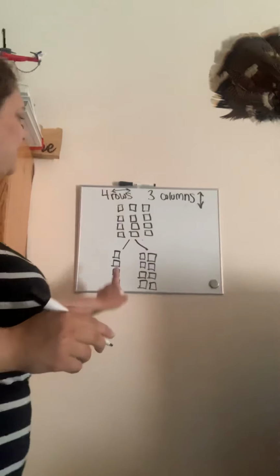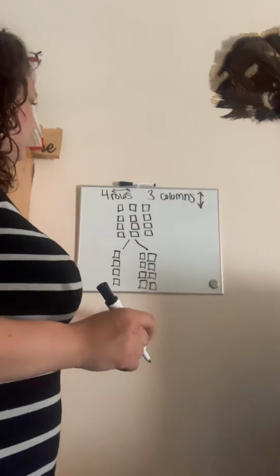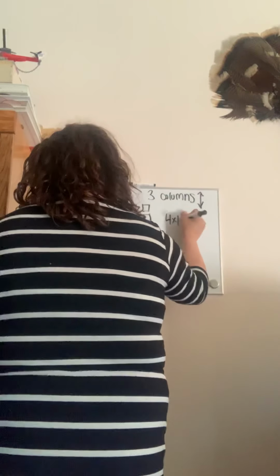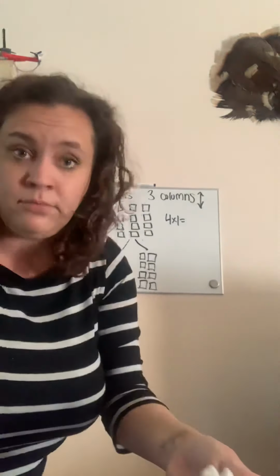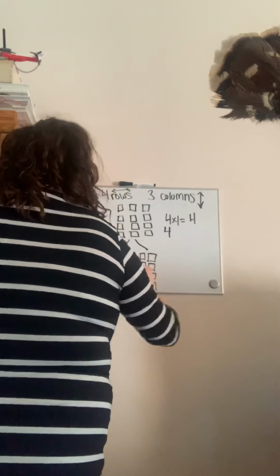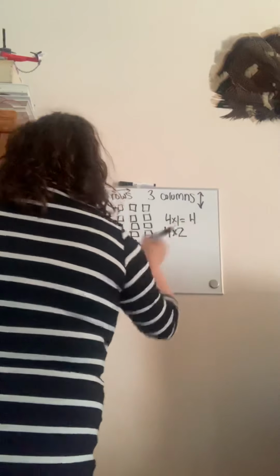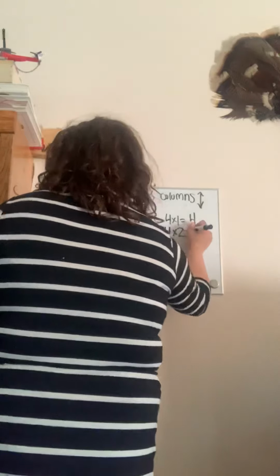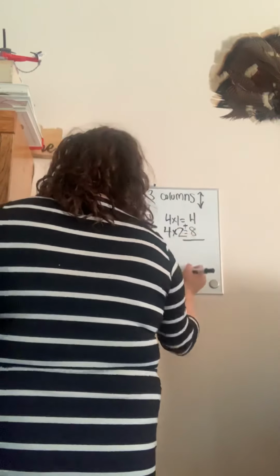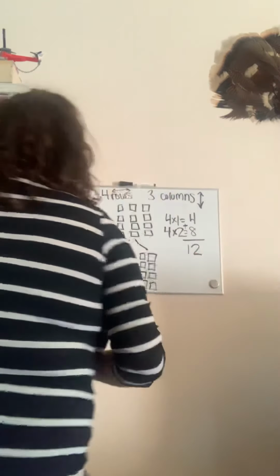Now from here, because I'm manipulating the number, I know that 4 times 1 equals 4. And I know that 4, because there's 4 in each column, and there's 2 columns. 4 times 2, doubles. We know doubles. 4 times 2 equals 8. And then I can simply just add my 4 plus my 8 equals 12.